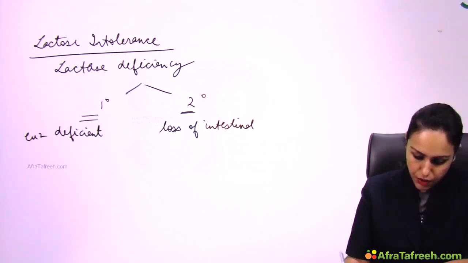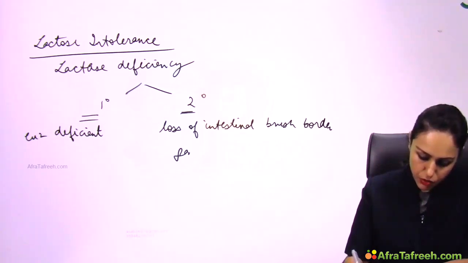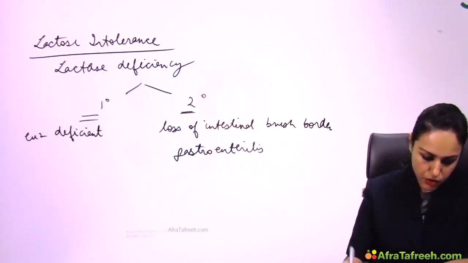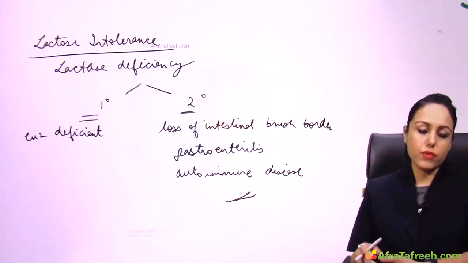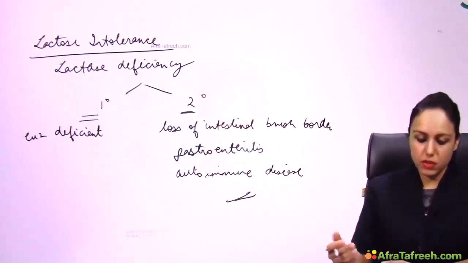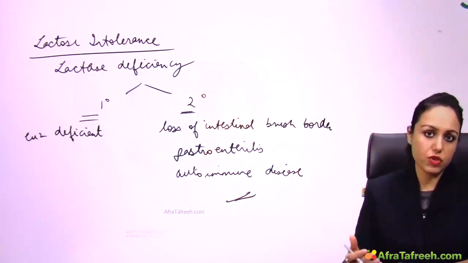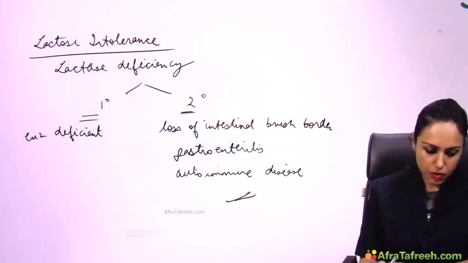intestinal brush border. It may be due to gastroenteritis. It may be due to autoimmune disease. So that is secondary. The reason is not enzyme deficiency, but the reason is something other than the enzyme deficiency. So that is secondary enzyme deficiency.